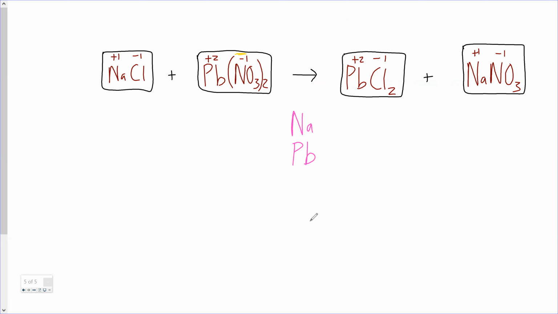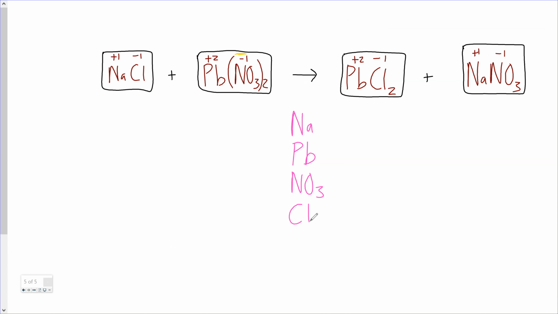Joe, what else do you see on both sides? NO3. I like that Joe did not break that up. Okay, you absolutely could break it up, but you're going to create more work. If you see it and it looks the exact same on both sides, like you see NO3 stuck together, then keep it together. All right. And then what are we missing? Somebody tell me what we're missing. Cl. Chlorine. Yep, chlorine, Cl.